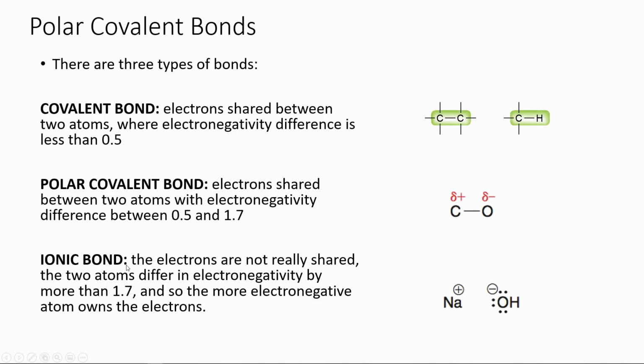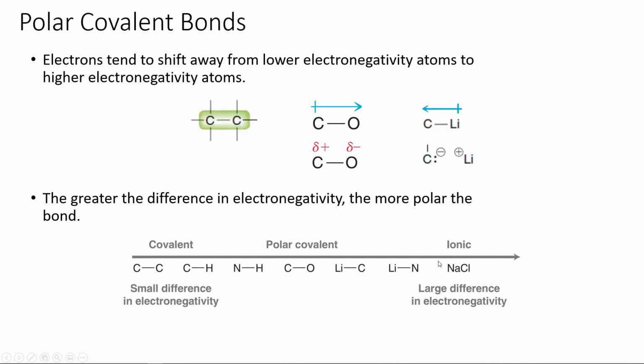Anytime we have an electronegativity difference greater than 1.7, we're going to have an ionic bond. At this point, we're no longer sharing. We have one of the atoms really hogging all of the electron density, and that can be seen as gaining a full negative charge, meaning both of these two electrons are localized to that oxygen, and the sodium is more or less electron free, so it gains a positive charge.